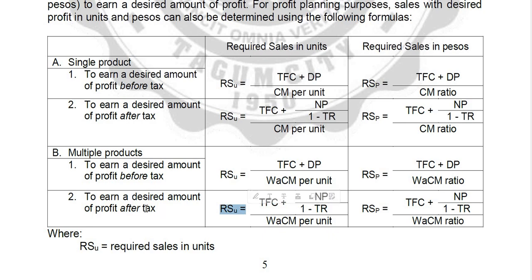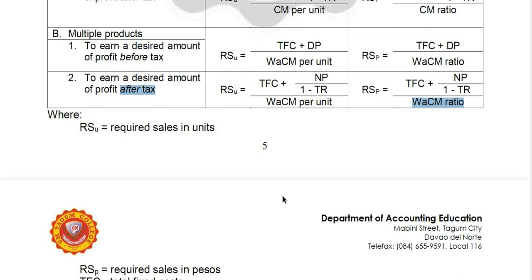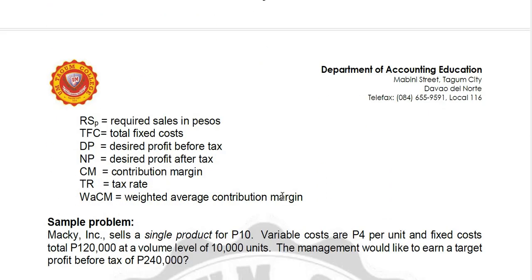So, yung after tax naman, yung gusto mong ma-earn or yung ma-compute, after considering na the tax effect. So, ganun lang din, no? Yung numerator mo, same lang dito sa taas, except that yung denominator mo, weighted average contribution margin per unit and weighted average contribution ratio. So, yan. Okay?